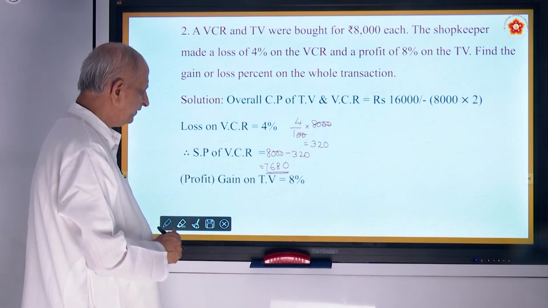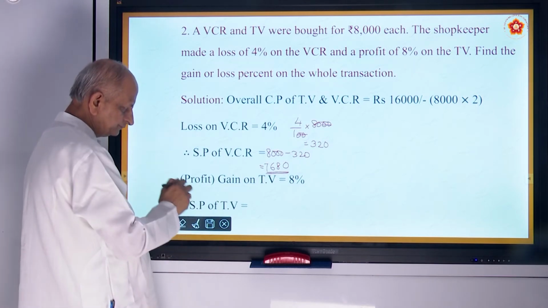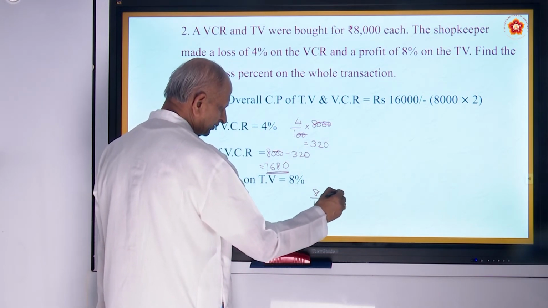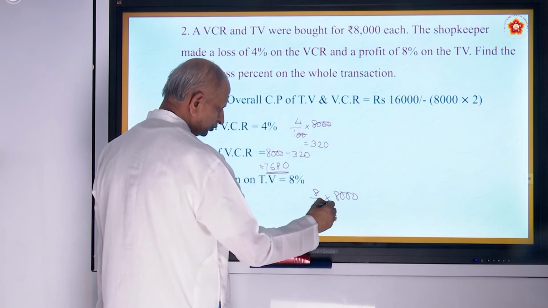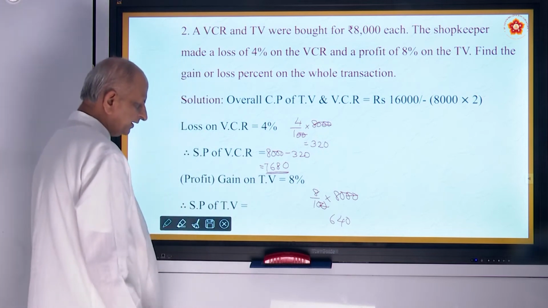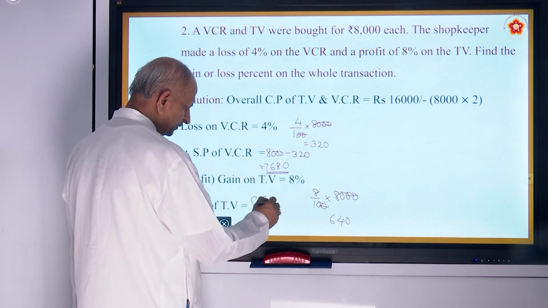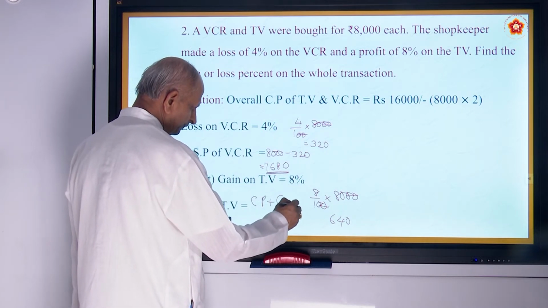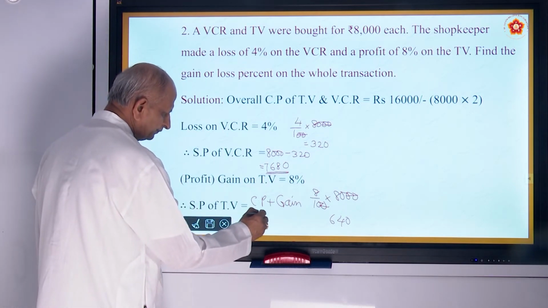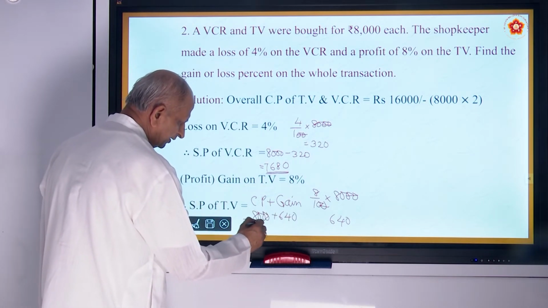And TV, 8% gain. So you have to find the gain, and gain means you have to add it. So 8% means how much? 8 by 100 into 8,000. So the zeros cancel. 8 8s are 640. 640 gain. Gain means you have to add it. CP plus gain. You can say profit. CP is 8,000 plus 640. So if you add it, you get 8,640.